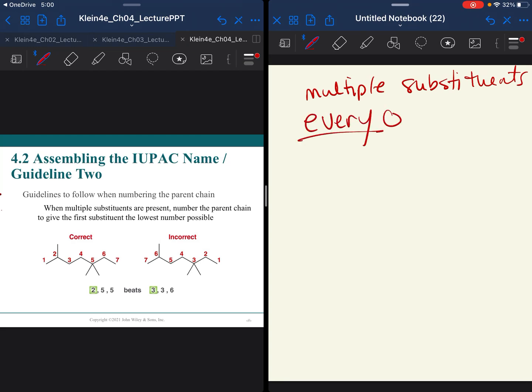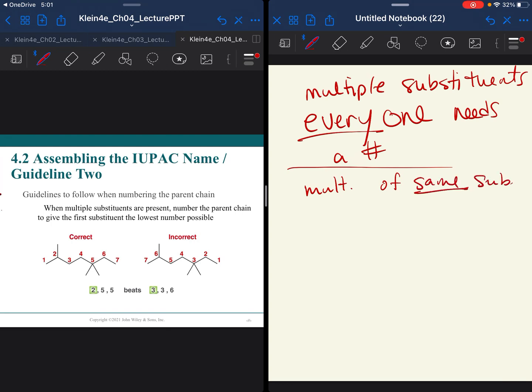Every single one needs a number. Even if there's multiple substituents on the same carbon, they all need a number. Also, if you have multiple of the same substituent, you are not going to write it down multiple times. You are going to use Greek prefixes.